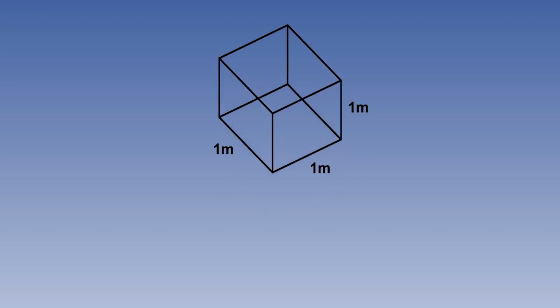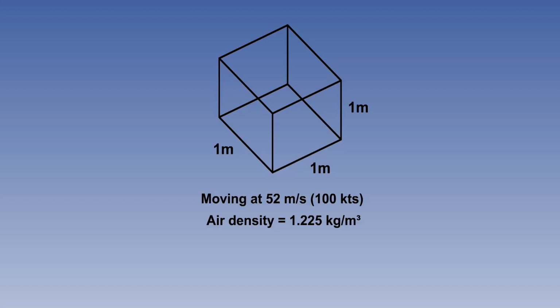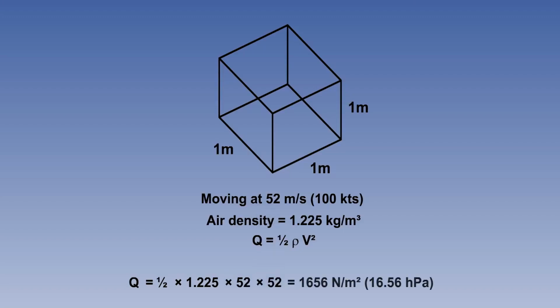Let us consider an airflow of 100 knots, which is 52 metres per second, at ISA density of 1.225 kilos per cubic metre. Dynamic pressure is half ρ v squared. That is 0.5 times 1.225 times 52 times 52, which equals 1,656 newtons per square metre, or 16.56 hectopascals.